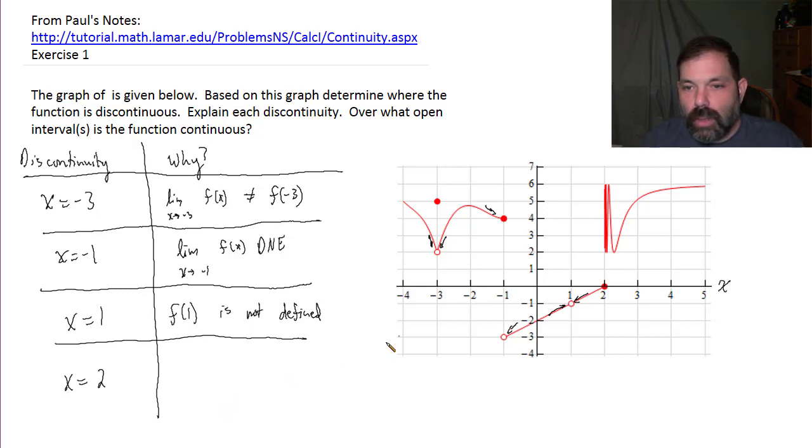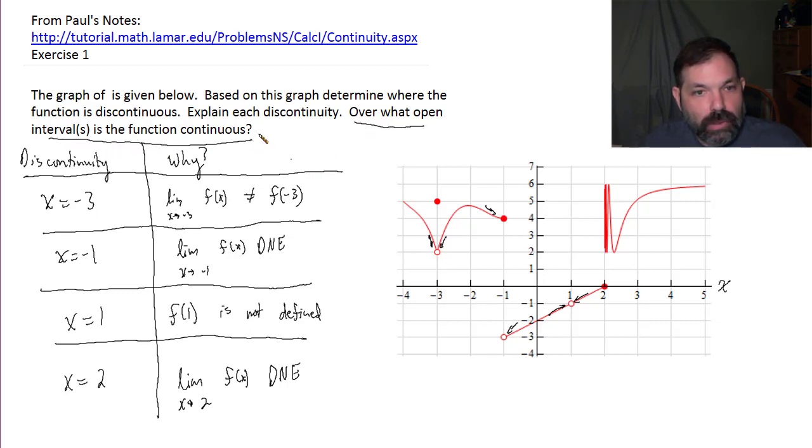At x equals 2, we again see the limit not existing. The limit as x approaches 2 of the function does not exist. So those are the discontinuities of the function. Now, everywhere else, the function appears to be continuous. Over what open intervals is the function continuous? All right, so where is this continuous?